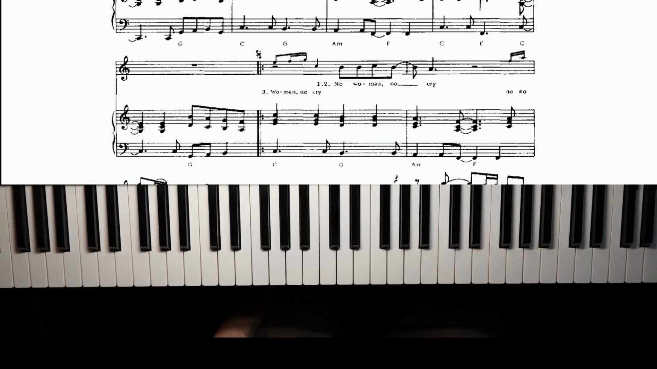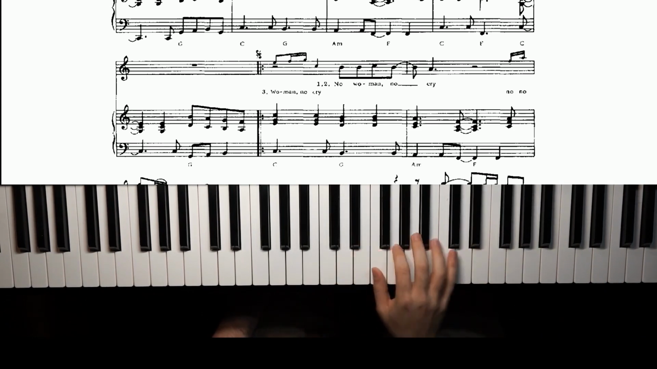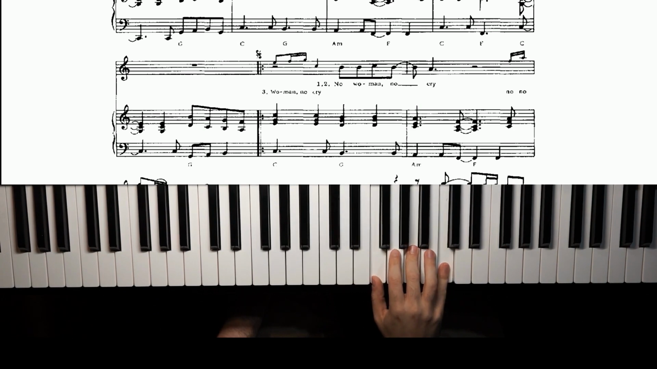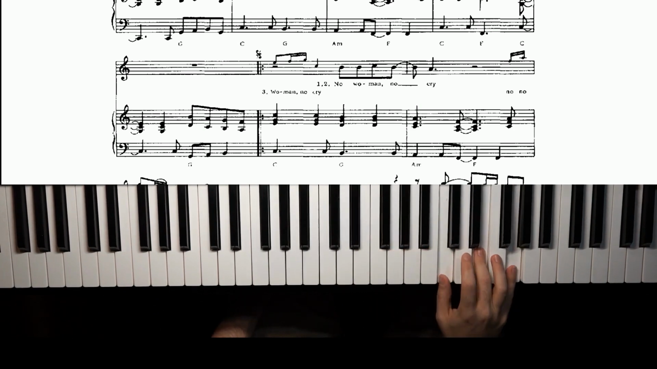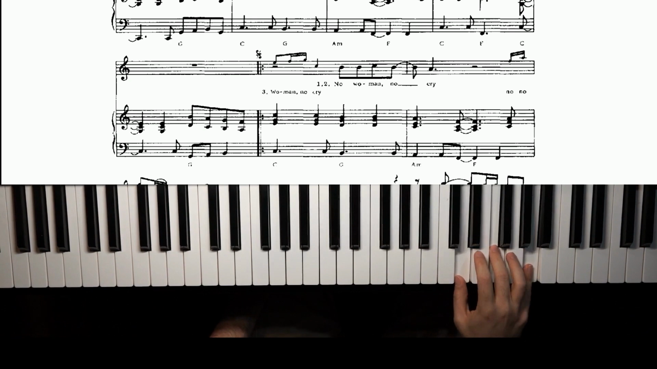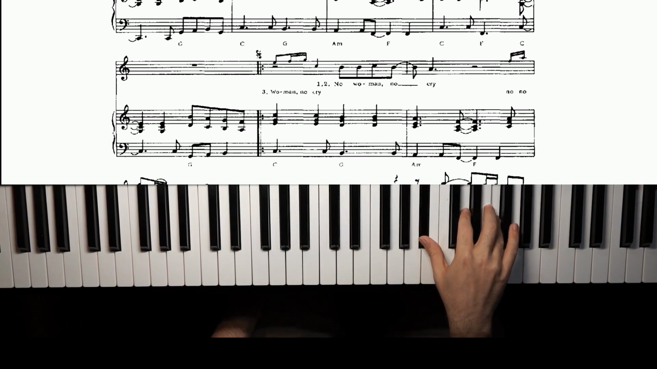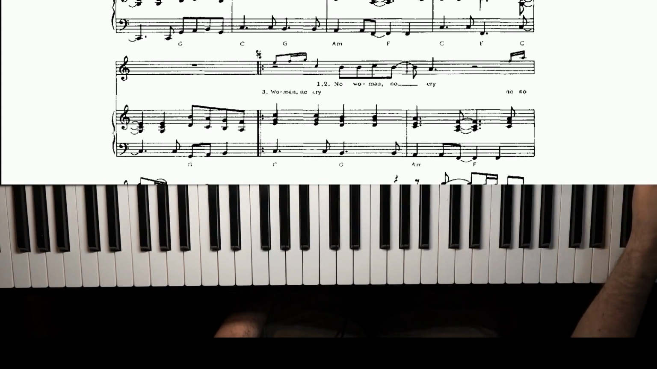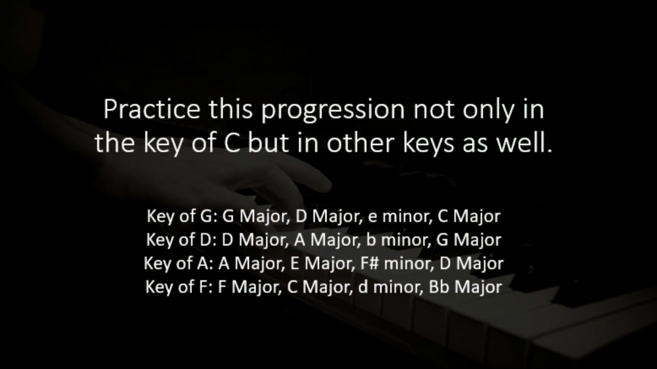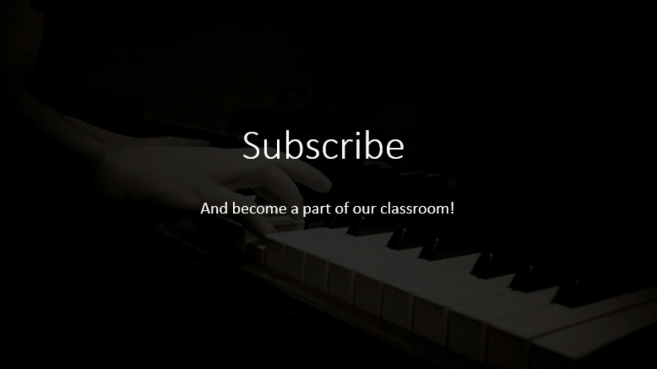And the last key that I want you to practice in is F major. So you're going to play F major, C major, D minor, and then B flat major from there. And that's really all there is to it. That's what I want you to practice to get the most out of this.